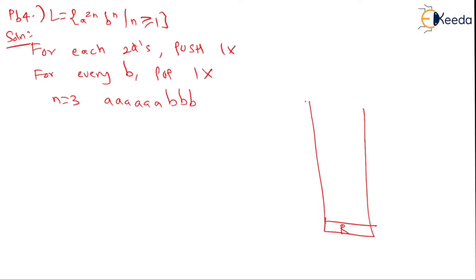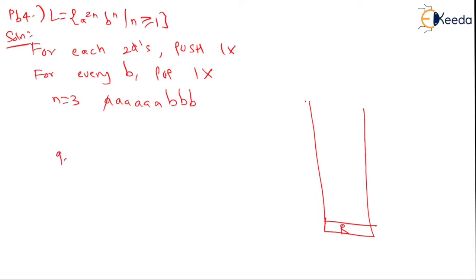So logic says for each 2 A's push 1 X. So maybe I receive a. Am I going to push anything onto the stack? No, right? Because the logic says for each 2 A's push 1 X. So what are we going to do? As we did in the third problem, have a state change.